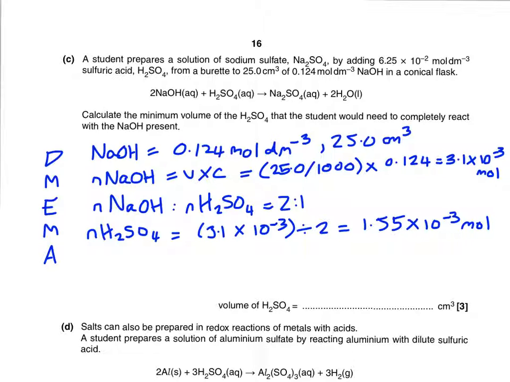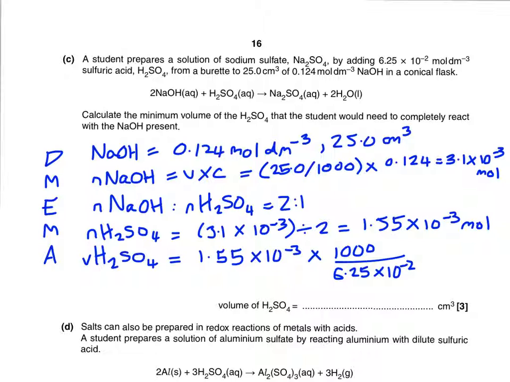Now we want the minimum volume of H2SO4. So by multiplying the number of moles of H2SO4 that we need by the number of times that 6.25 times 10 to the minus 2 goes into 1,000, in other words, because 1,000 equals the number of centimeters cubed in 1 decimeter cubed, that gives us 24.8 centimeters cubed.